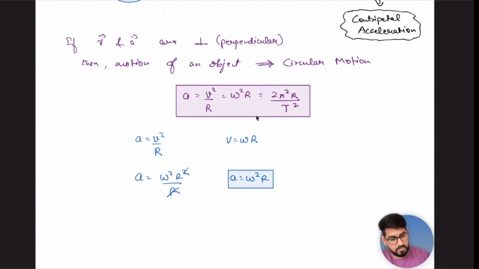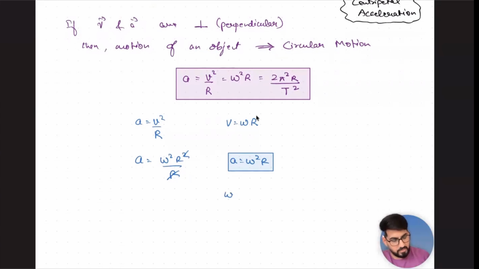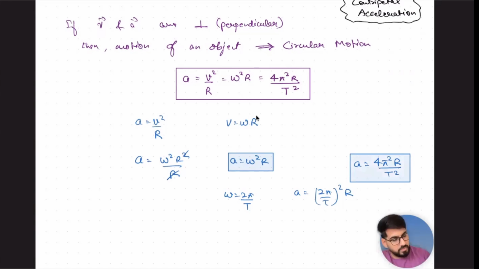Similarly, we also know that omega is 2 pi by T. This also we discussed in the last class. So I replace this with 2 pi by T whole square times R. So this will become, this is 4 pi square, my bad, not 2. This is 4 pi square. So this will become 4 pi square R over T square. So no need to worry, you can directly use these equations because they are given in your data booklet. DB stands for data booklet.